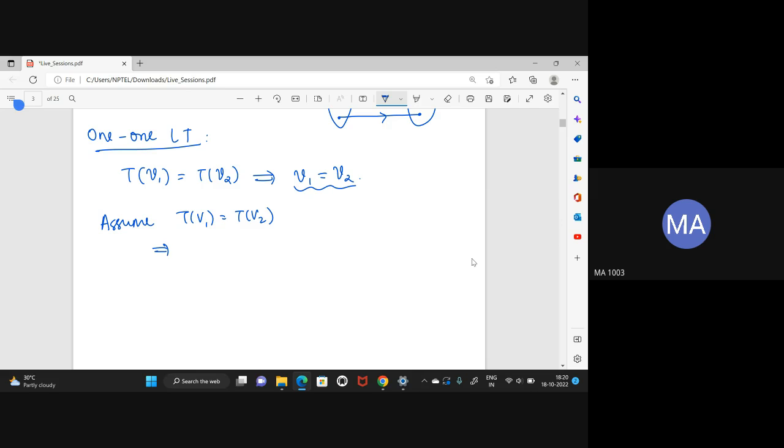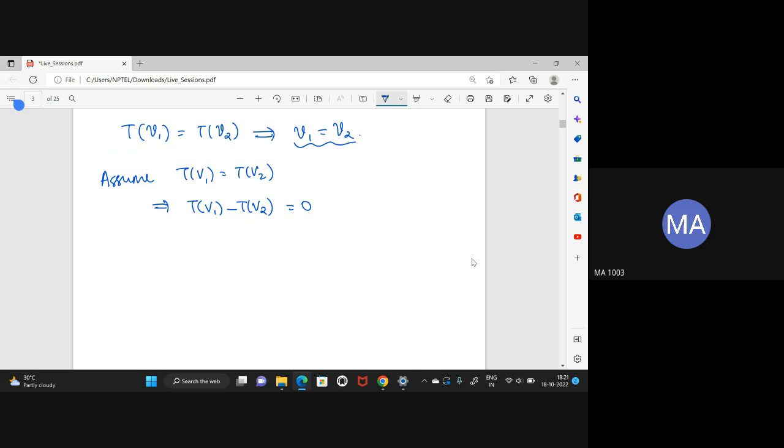So I'll bring everything to one side: T of V1 minus T of V2 is equal to 0. What can you tell about T of V1 minus T of V2? Can you simplify it and write it as T of something? T of V1 minus V2. Right, perfect. So you can write this as T of V1 minus V2 is equal to 0.